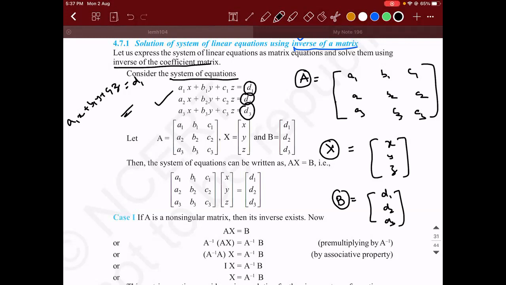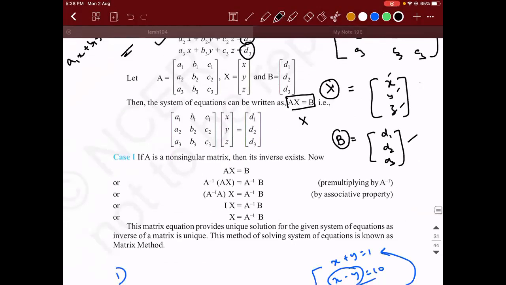So this is from the matrix multiplication that you can multiply and see. You will get A1x plus B1y plus C1z. So A1x plus B1y plus C1z, according to the given question, is nothing but D1. So that is why you can write it as equal to B.